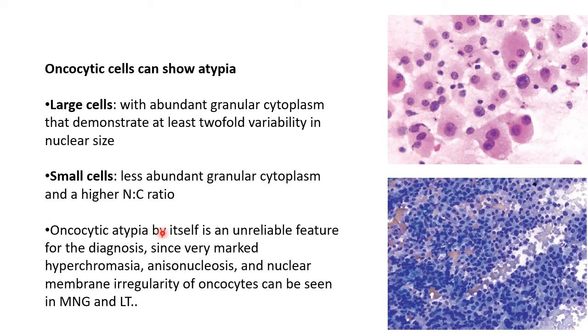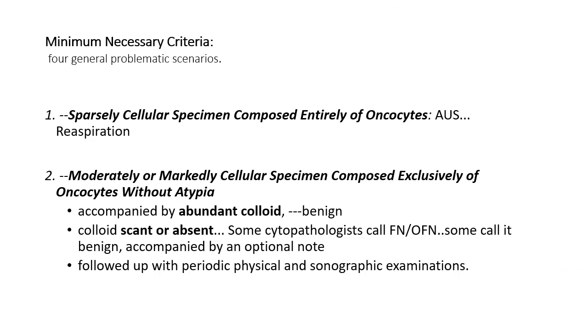But oncocytic atypia by itself is an unreliable feature for the diagnosis of malignancy, since very marked hyperchromasia, anisonucleosis, and nuclear membrane irregularity of oncocytes can be seen in multinodular goiter and lymphocytic thyroiditis. So just the presence of this large cell or small cell atypia does not mean that it is a malignant process.